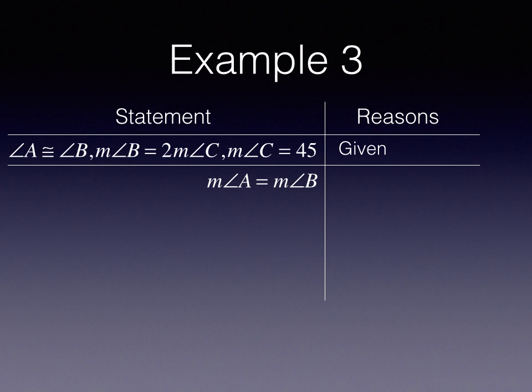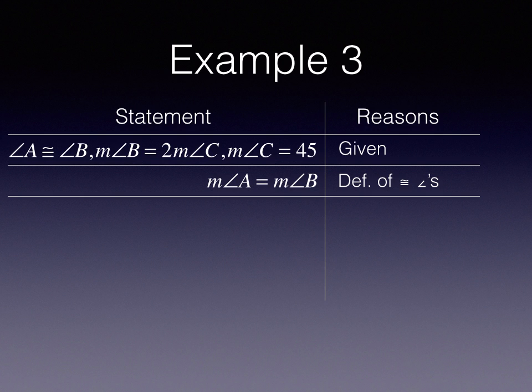Now, the reason that I like to use for that is the definition of congruence. I've said it before, our book likes to be a little more specific, so they actually say the definition of congruent angles. Nothing wrong with that. Okay, nothing wrong with that at all. I would not be unhappy if I saw that. That's perfectly fine. So, okay, now I have measure of angle A equals measure of angle B. So now I have equality.